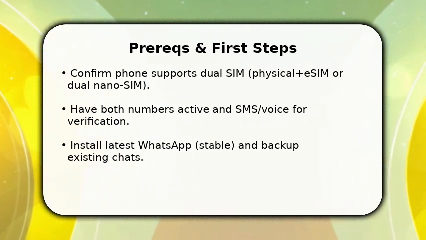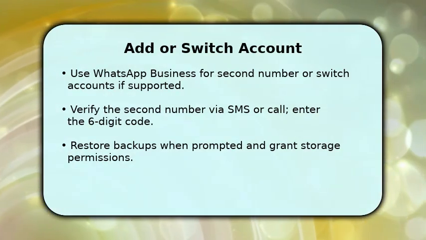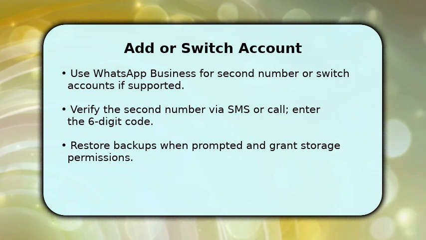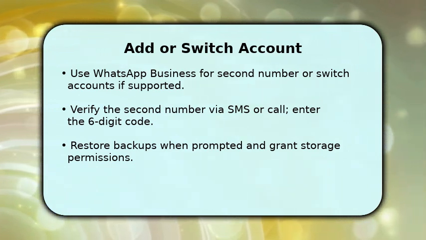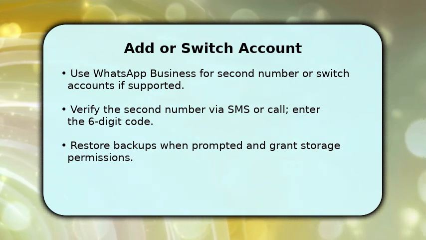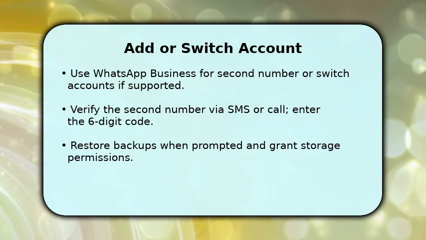Proceed steadily, because a wrong verification will force repeats. You will either install WhatsApp Business for a second account or use the app's built-in multi-account feature if available on your device. Next, choose Register or Add Account, enter the second phone number, and request the SMS or call verification. Enter the 6-digit code promptly.